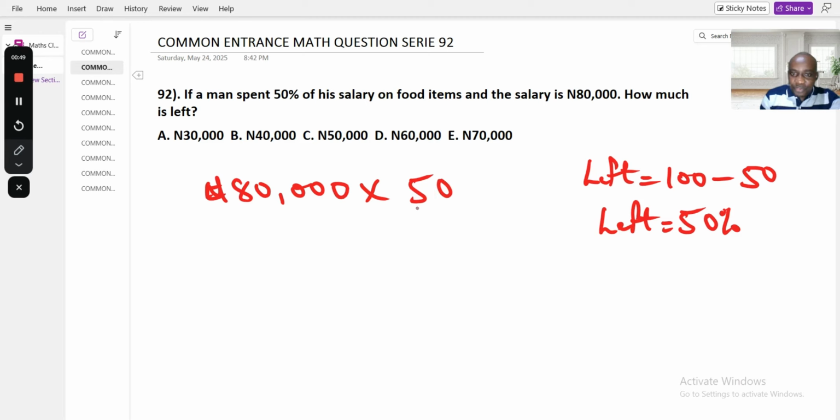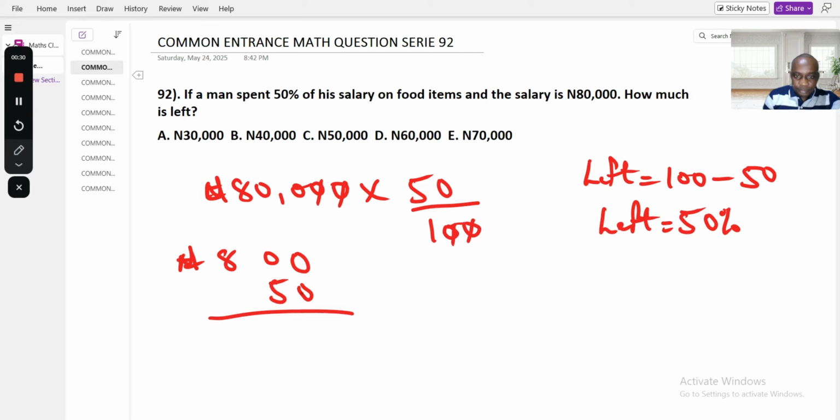Therefore, 50% is the same thing as 50 over 100. Zero here is zero here. Zero here is zero here. Now we have 50 multiplied by 800. 800 by 50. 0 is 0, 0. 5 times 0, 5 times 0. 5 times 8, 40. Therefore, our answer is 40.